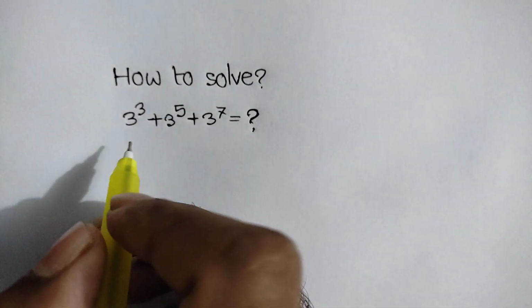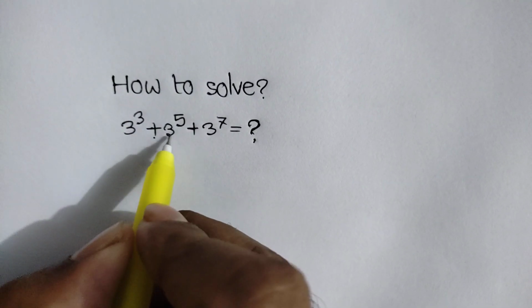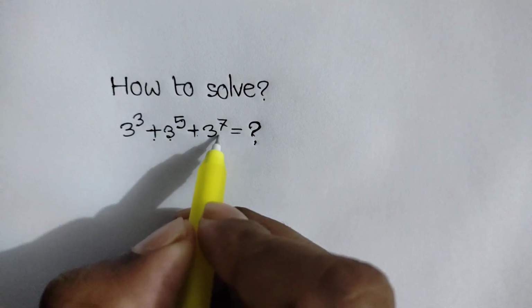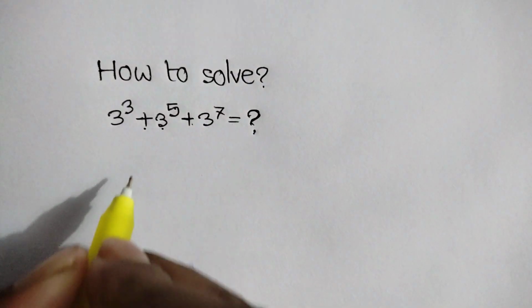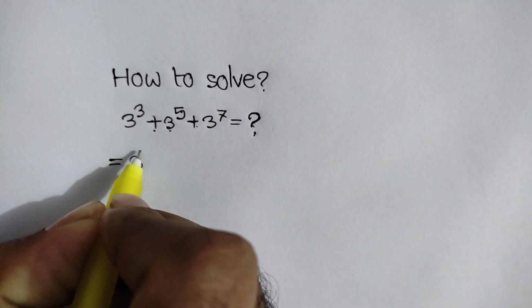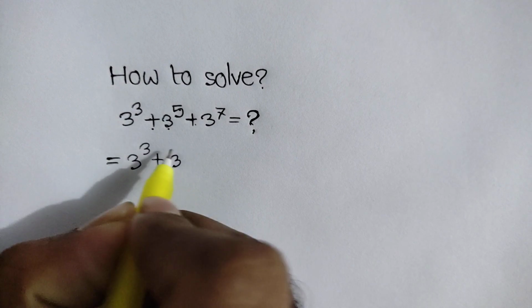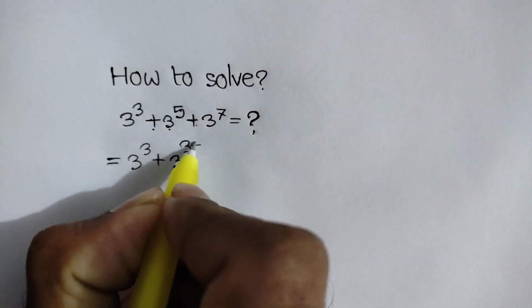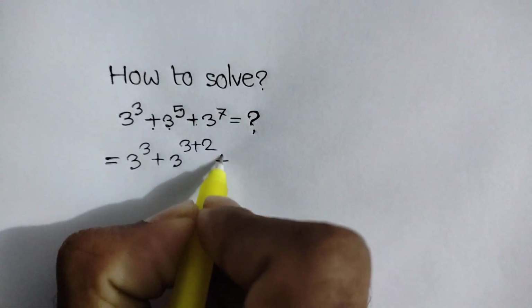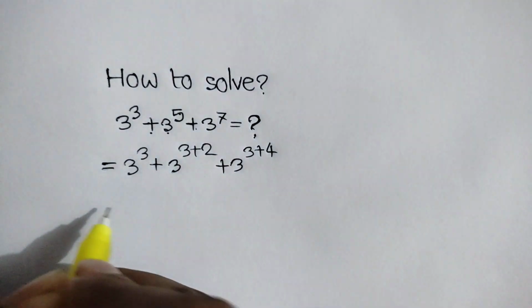How to solve this math problem: 3 to the power 3 plus 3 to the power 5 plus 3 to the power 7. Here we can write 3 to the power 3 plus 3 to the power 3 plus 2 plus 3 to the power 3 plus 4.